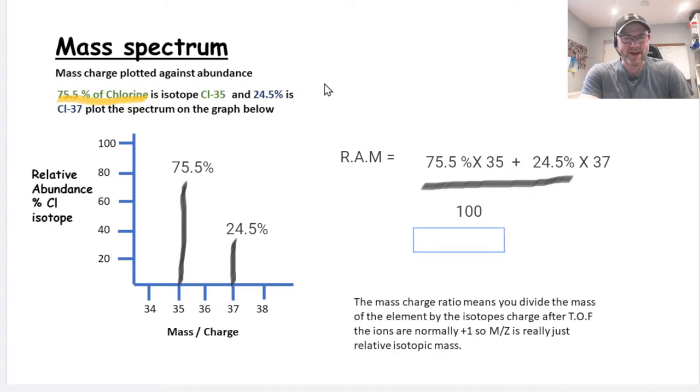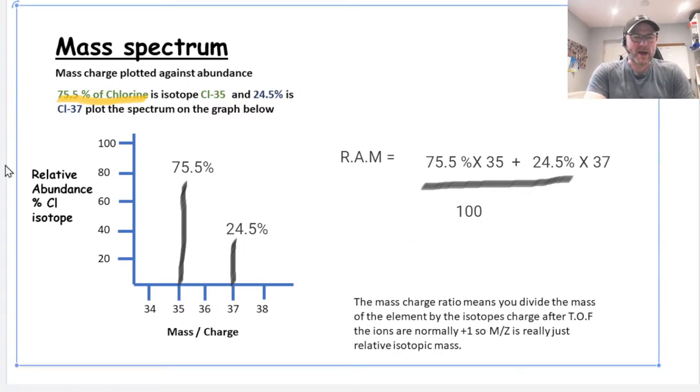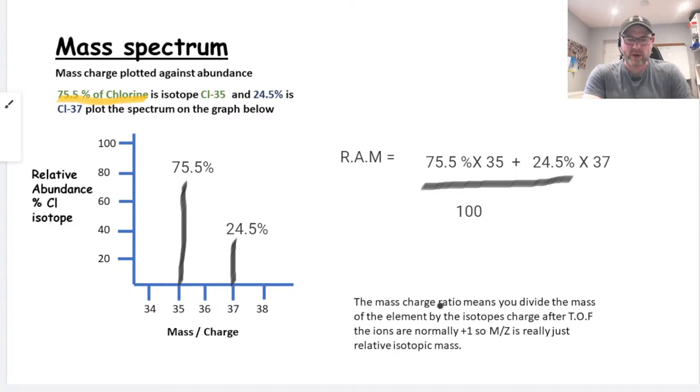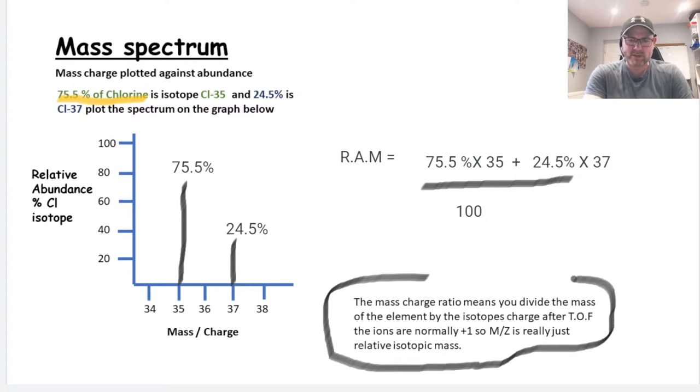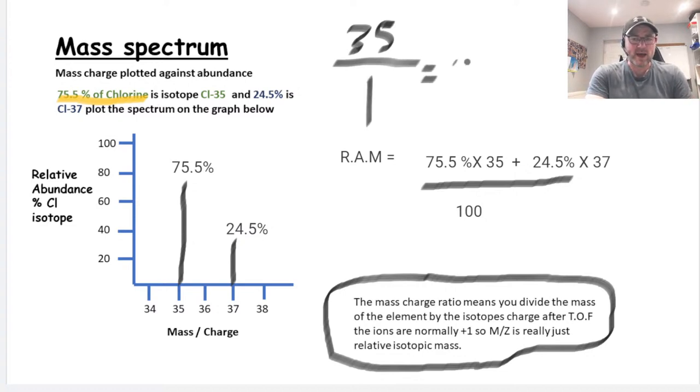Anyway, you did mention the mass charge. That was a really good question. The mass charge ratio means you divide the mass of the element by the isotope's charge. After the time of flight, the ions are normally plus one. So m/z is really just the mass. For the chlorine with a 35 mass, you just divide it by one and you get 35. So normally m/z is equal to the mass.